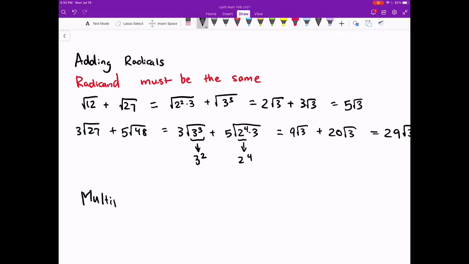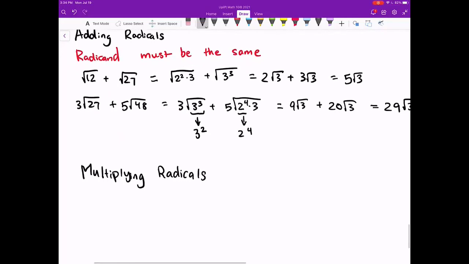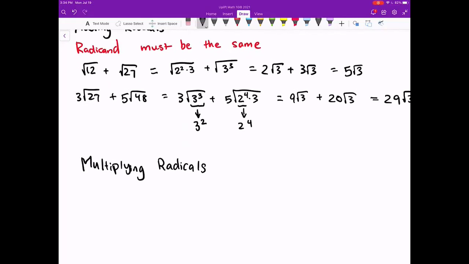So multiplying radicals is kind of a different story. It doesn't have as many limitations. Remember, for adding radicals, the index and the radicand have to be the same. But when we are multiplying radicals, the index has to be the same, but the radicand doesn't. So we could do a simple example where we have the 7th root of 2.